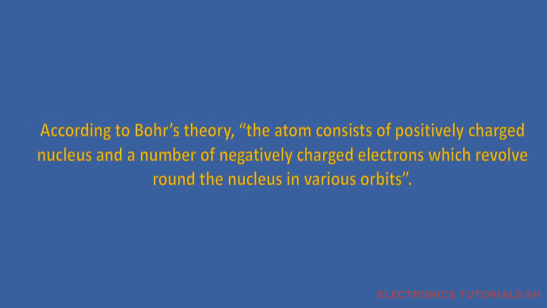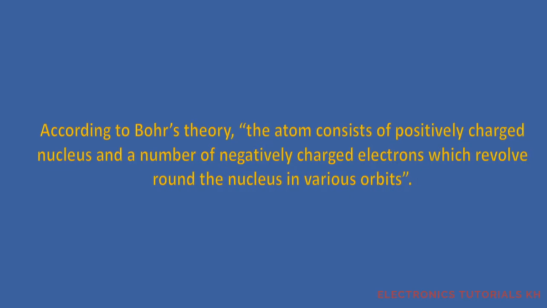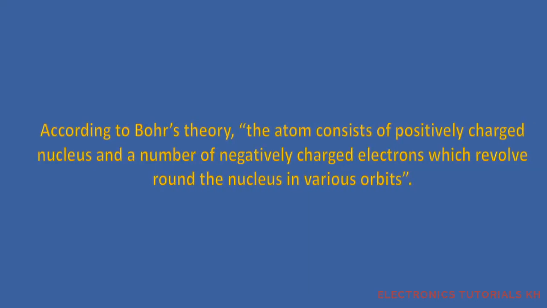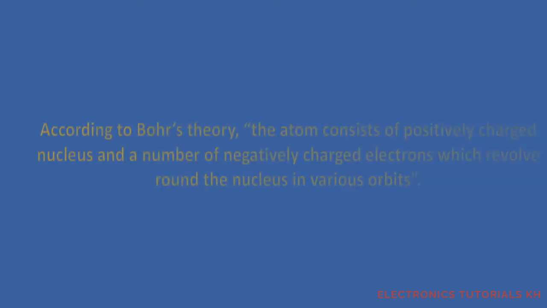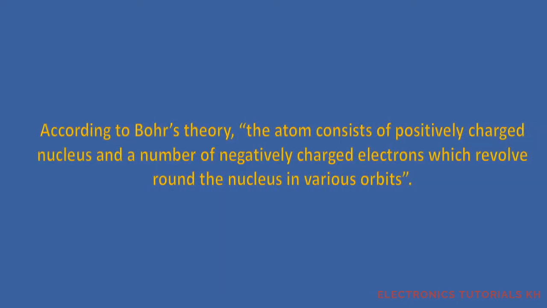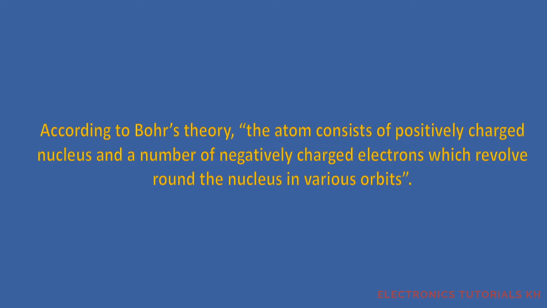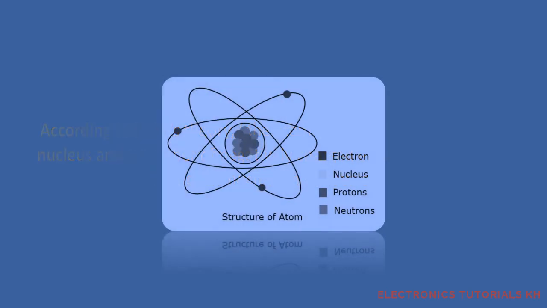According to Bohr's theory, the atom consists of a positively charged nucleus and a number of negatively charged electrons which revolve round the nucleus in various orbits. When an electron is raised from a lower state to a higher state, it is said to be excited. While exciting, if the electron is completely removed from the nucleus, the atom is said to be ionized. So, the process of raising the atom from normal state to this ionized state is called ionization. The following figure shows the structure of an atom.